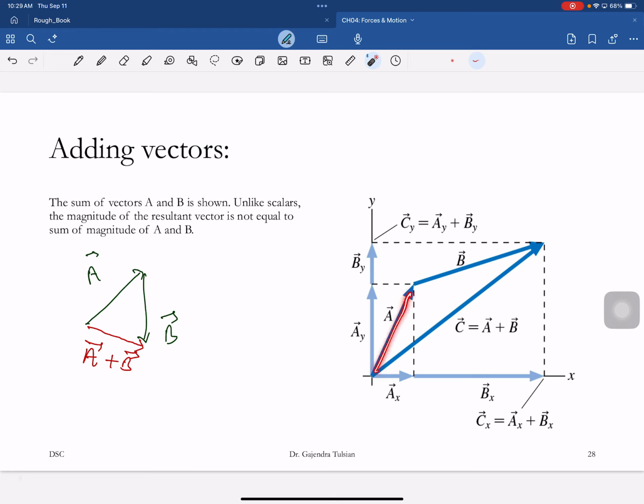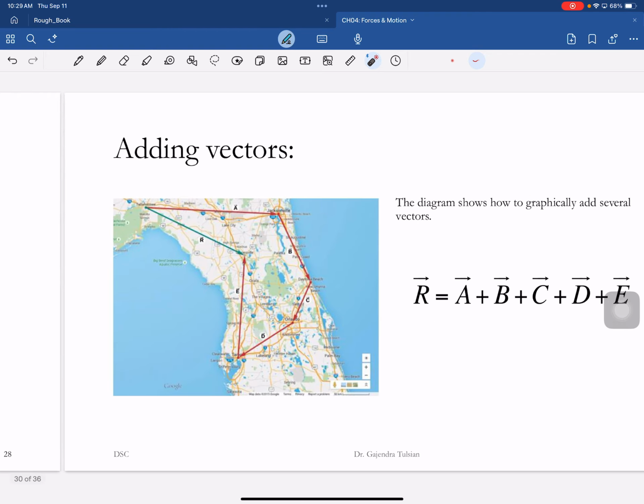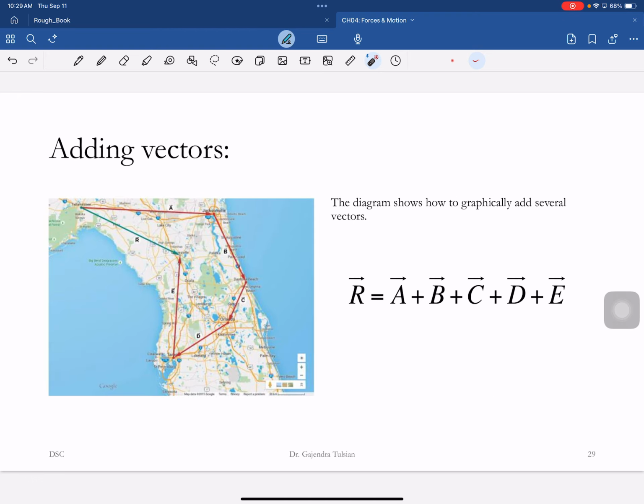Here you saw that that's how you add vectors. There is the sum of two vectors. You can add several vectors together.